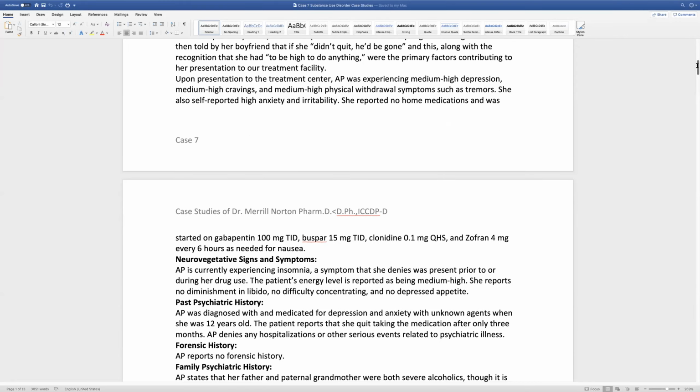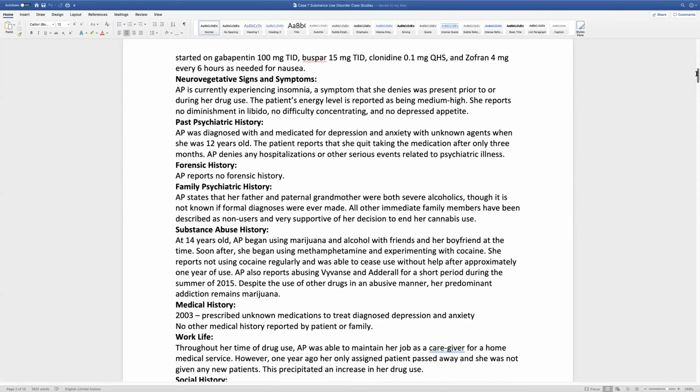Upon presentation to the treatment facility, AP experienced medium-high depression, medium-high cravings, and medium-high physical withdrawal, such as tremors. She also reported high anxiety and irritability. She reported no home meds and was started on gabapentin 100 milligrams TID, Buspar 15 milligrams TID, clonidine 0.1 milligrams at bedtime, and Zofran 4 milligrams every 6 hours for nausea. Neurovegetative signs: currently insomnia, a symptom that she denies was present prior to her drug use. Patient's energy level was reported as medium-high. She reports no diminishment in libido, no difficulty concentrating, and no depressed appetite.